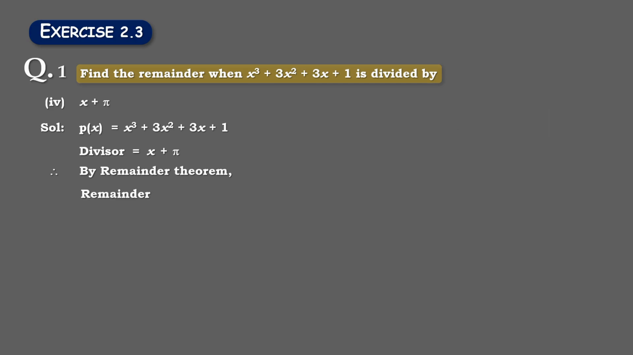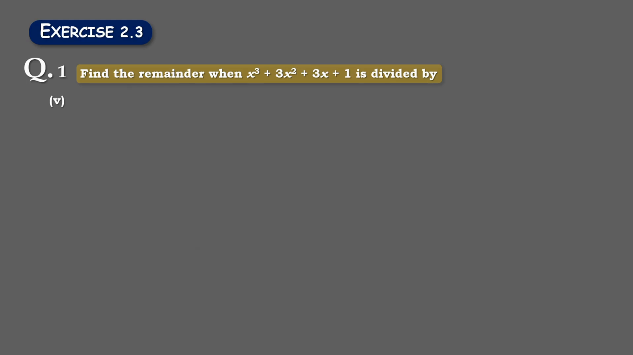Now substitute x equals minus pi in p of x. That gives p of minus pi equals minus pi cube plus 3 into minus pi square plus 3 into minus pi plus 1. Minus pi cube is minus pi cube. Minus pi square becomes pi square, so 3 into pi square is 3 pi square. 3 into minus pi is minus 3 pi, and plus 1 remains plus 1. After simplifying, we get minus pi cube plus 3 pi square minus 3 pi plus 1. Therefore, the remainder is minus pi cube plus 3 pi square minus 3 pi plus 1.